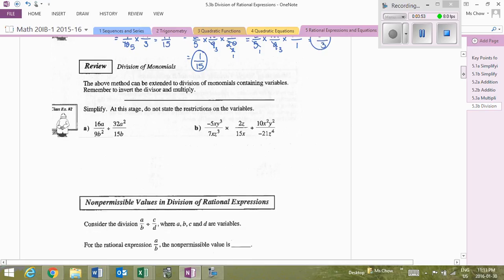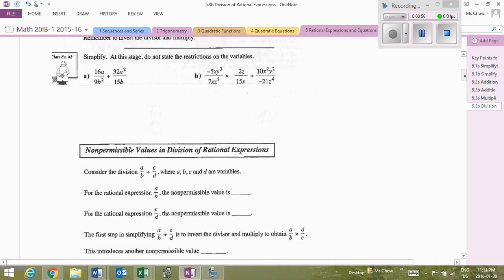So extending that to monomials, really no difference other than the fact that we need to do some restrictions. But it says at this stage we won't worry about restrictions. They go through that in a little bit of an exercise below that. So let's take a look at this first.